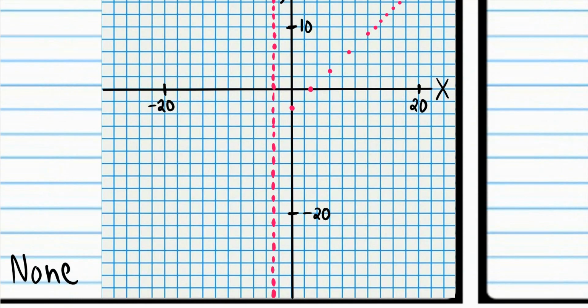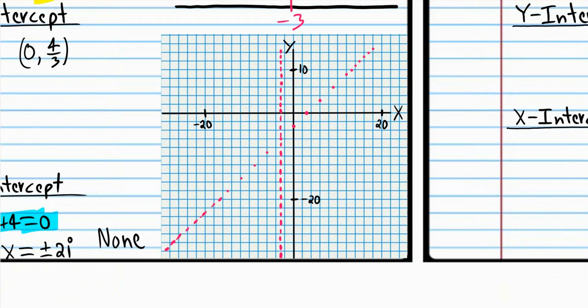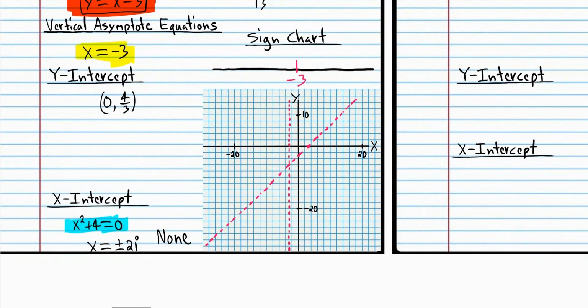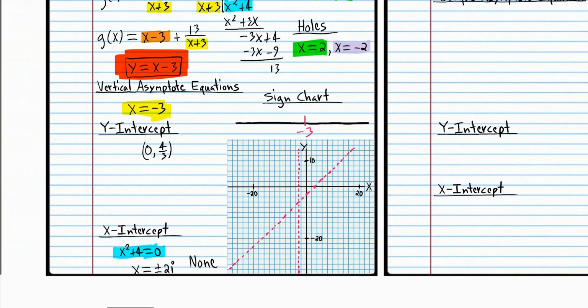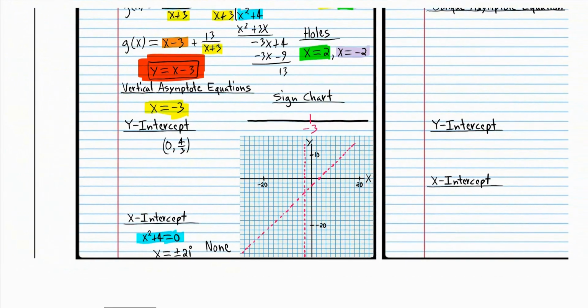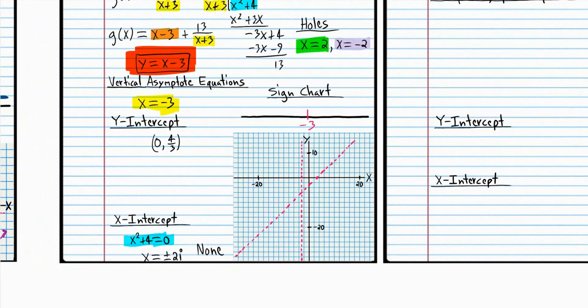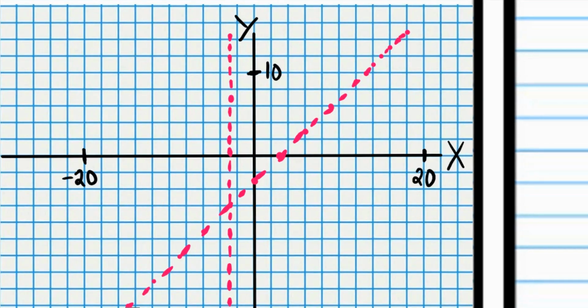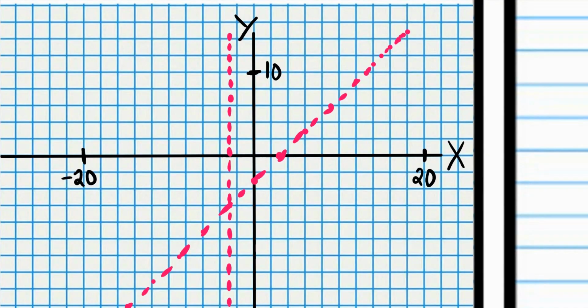Again, this is an oblique asymptote. So there you go. The graph approaches that line at some point. So now this graph, the y-intercept, it's (0, 4/3). So that would be roughly there.